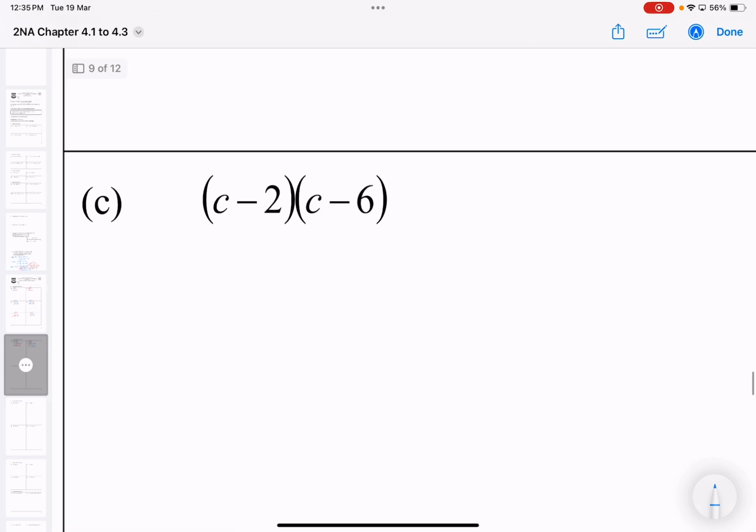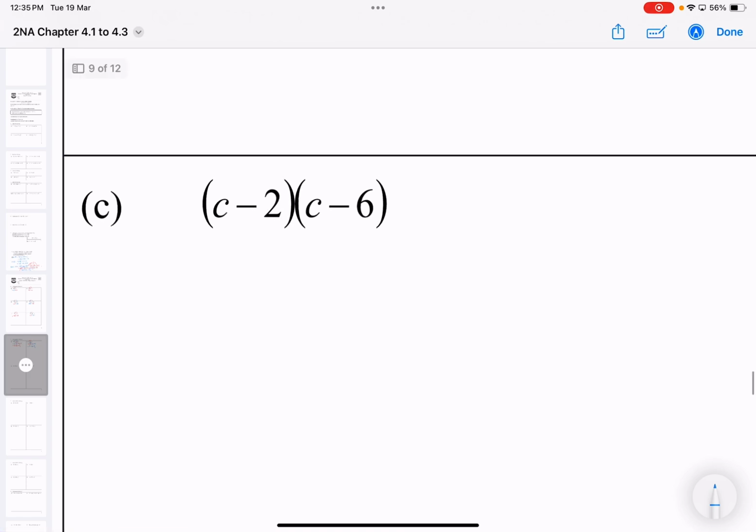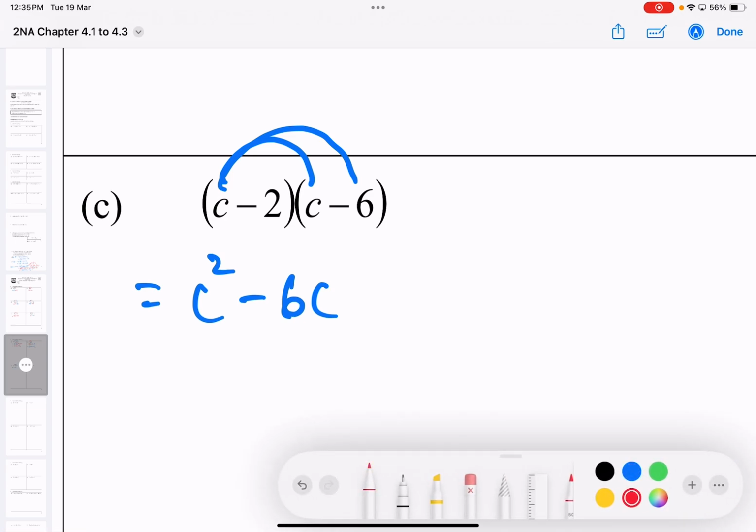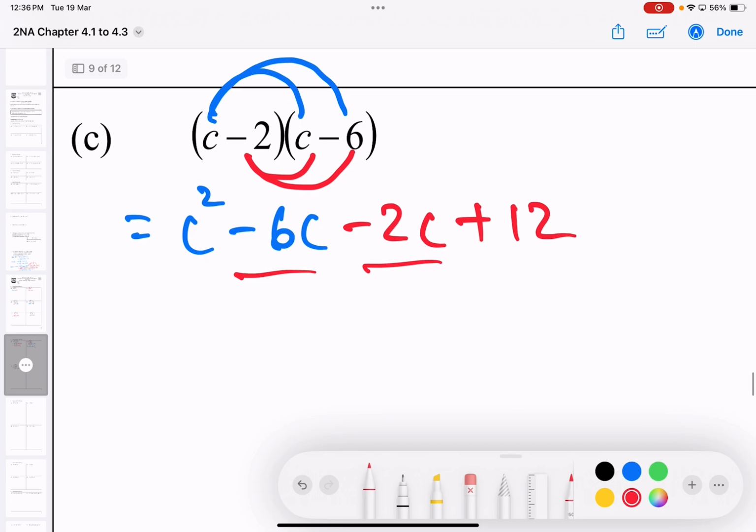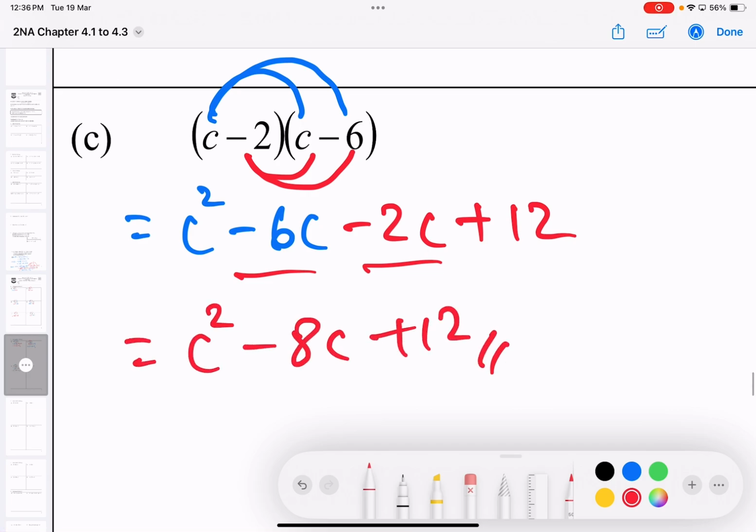Same thing over here. First thing first, I ignore the minus 2. I don't care about the minus 2 first. I take c times c, c squared. c times minus 6, negative 6c. Then next, negative 2 times c, negative 2c, negative 2 times negative 6, positive 12. Negative times negative gives me positive. I combine the like terms, c squared minus 8c plus 12. That is my final answer.